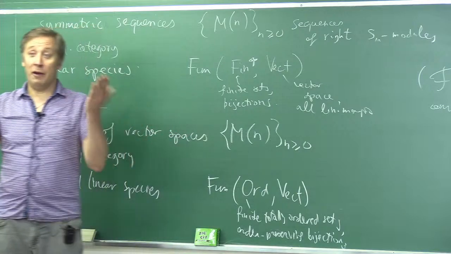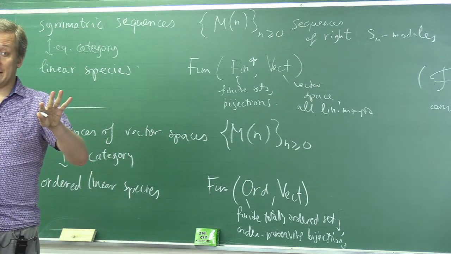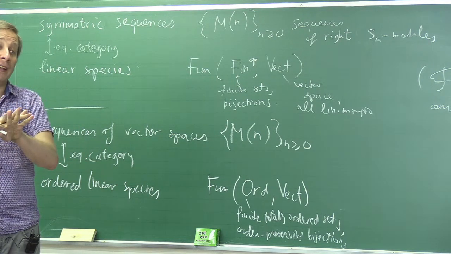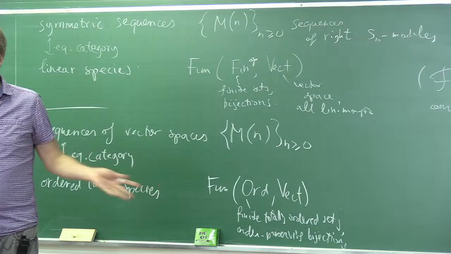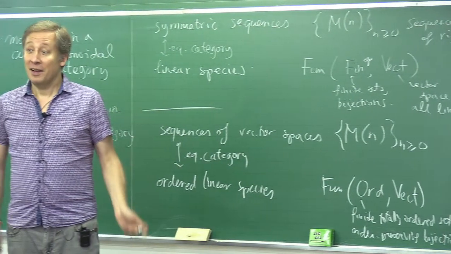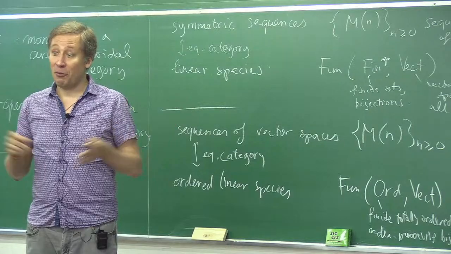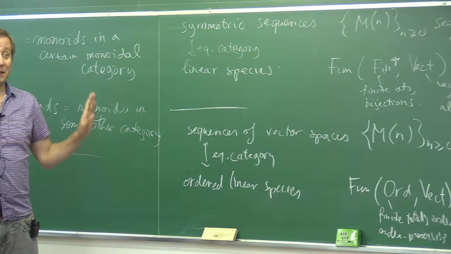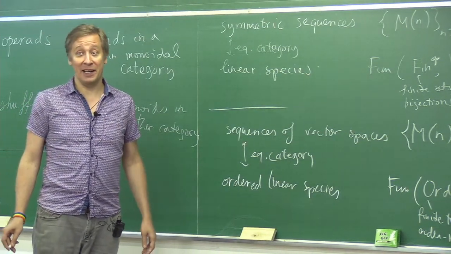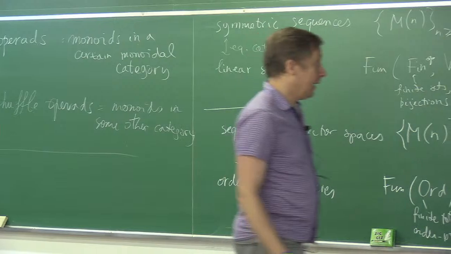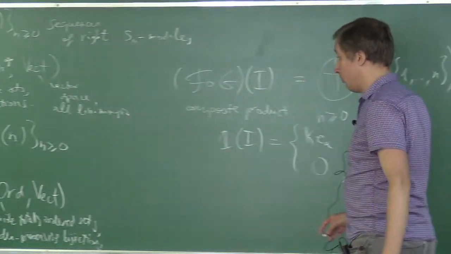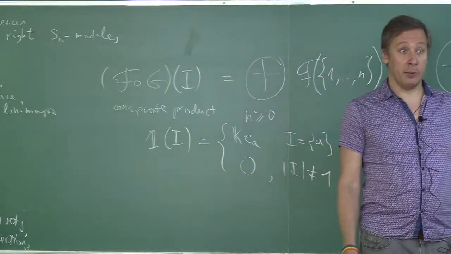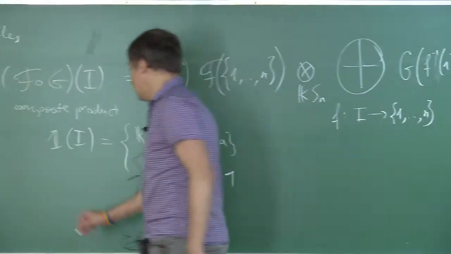Of course, if you have two totally ordered finite sets, between them you either have no order preserving bijection, or just one. So it's a very stupid category. Between any two objects, you have either the only isomorphism or no morphism at all. But wait for a second, you will see why this category is very useful. And let me now reproduce a very similar formula for the monoidal structure in the category of ordered linear species.